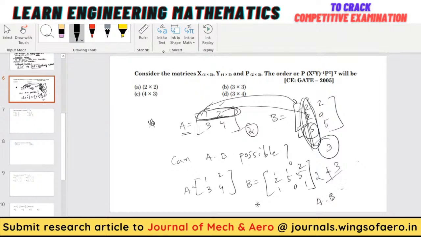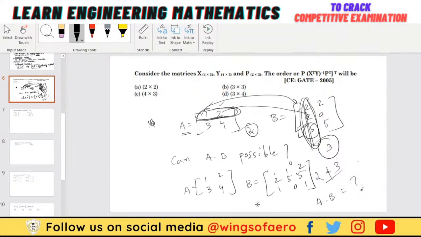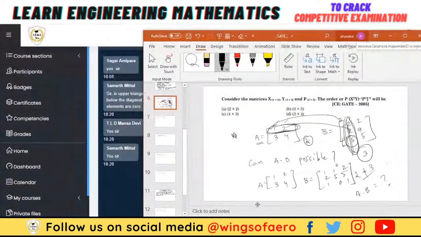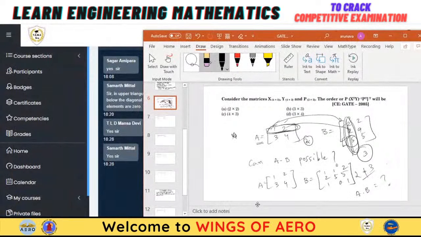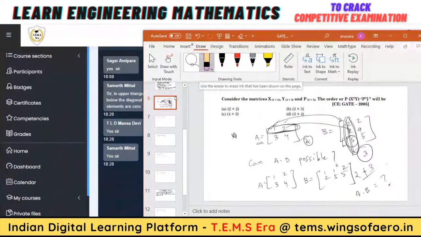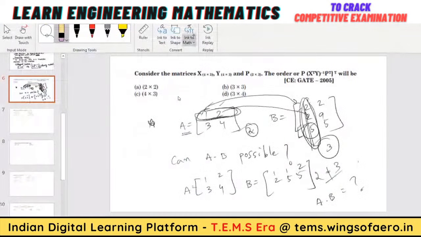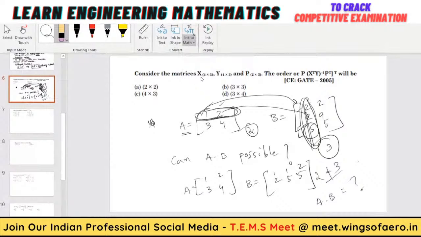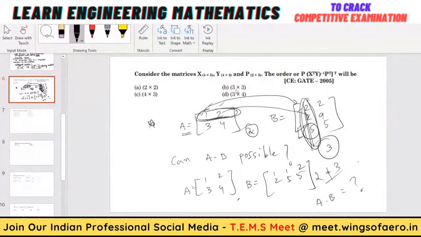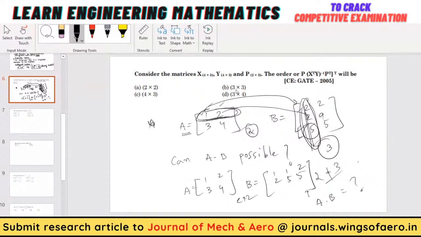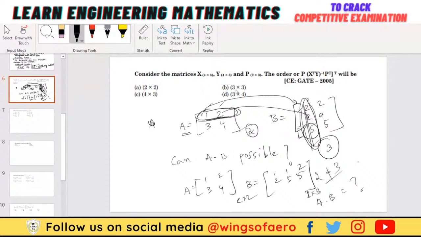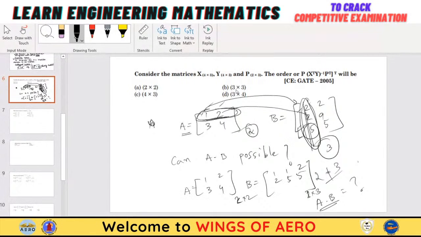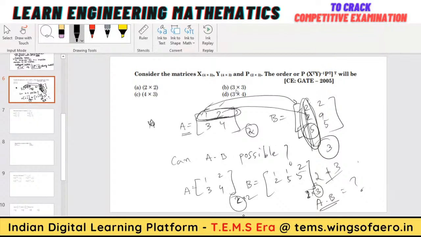A into B. What is the dimension of A into B? Here A is 2 cross 2. The B matrix is 2 cross 3, sir. Then it is possible. Now, if I multiply A into B, what is the dimension of it? 2 cross 3, sir. Exactly, 2 cross 3 will be the dimension.